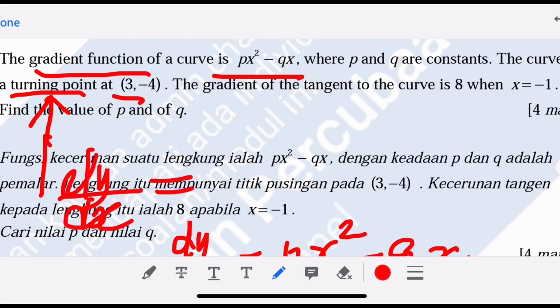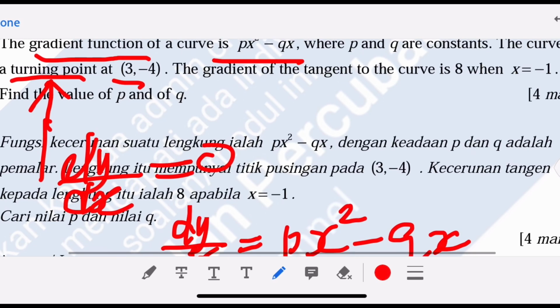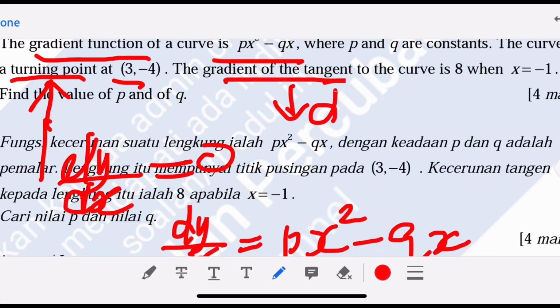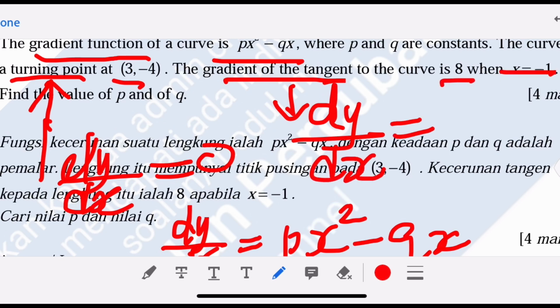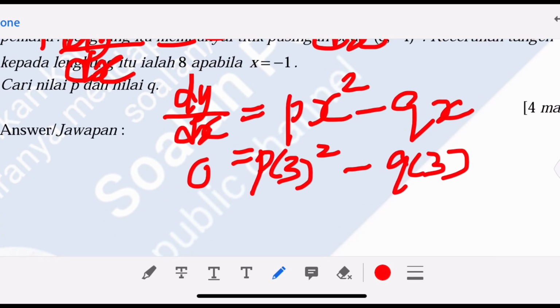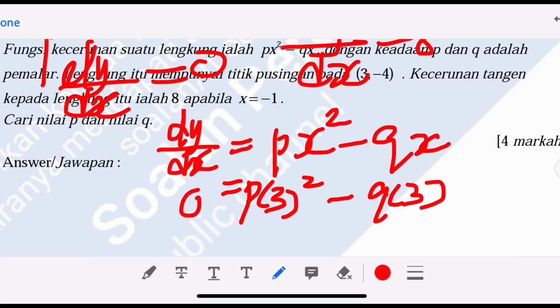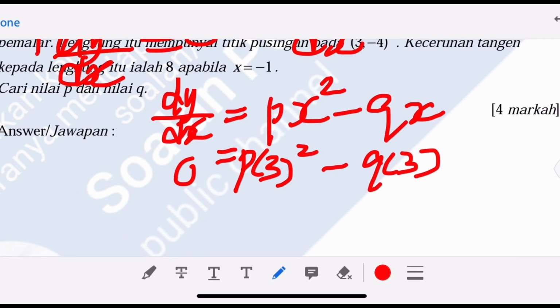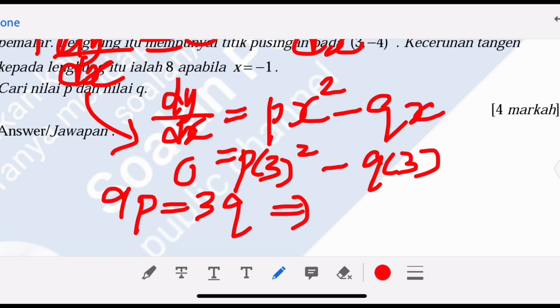Only when there is a turning point, dy dx is equal to 0, because at the turning point, as you know, you can draw a straight horizontal line. So the gradient of horizontal line is 0, isn't it? Alright, so based on turning point, we can actually substitute the 3 because the turning point happened at x equal to 3. So you substitute, then you will get an equation 9p, right?